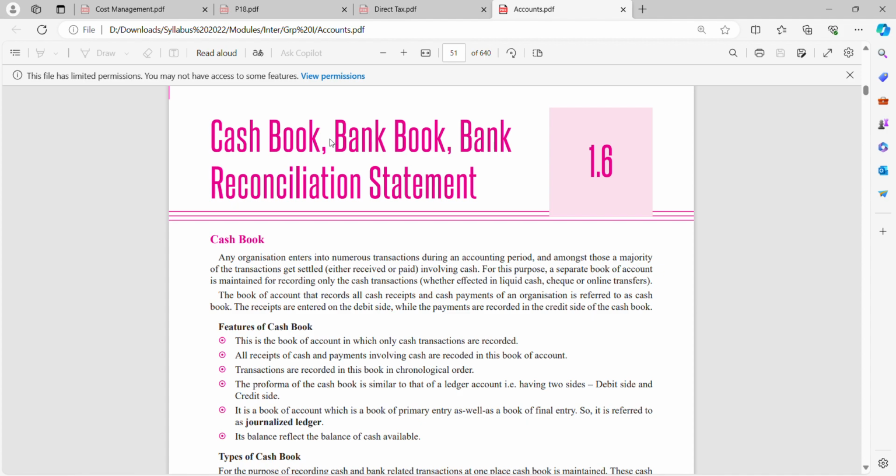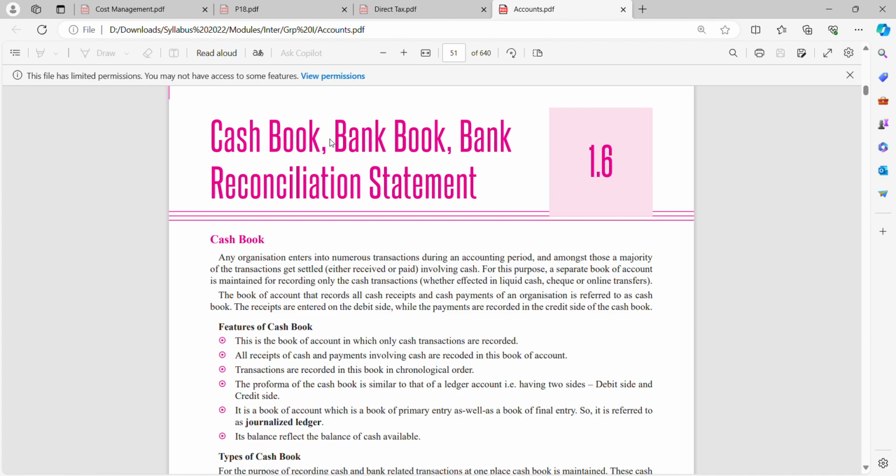The pro forma of a cash book is similar to that of a ledger account, that is having two sides, debit side and credit side. It is the book of account which is a book of primary entry as well as book of final entry, so it is referred to as journalized ledger. We have recording done in chronological order. I'll record transactions related to 1st March first, then 2nd March, then 3rd March, then 4th March. I'll not record 1st March first, then 7th March, then 9th March, then again 4th March, then 2nd March. No, it will be in chronological order.